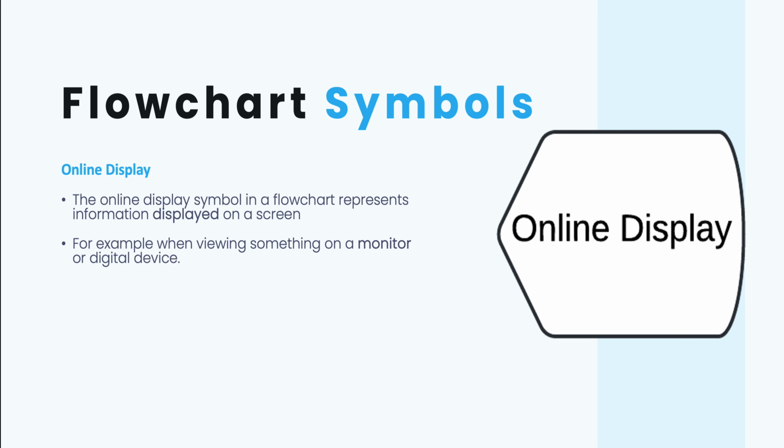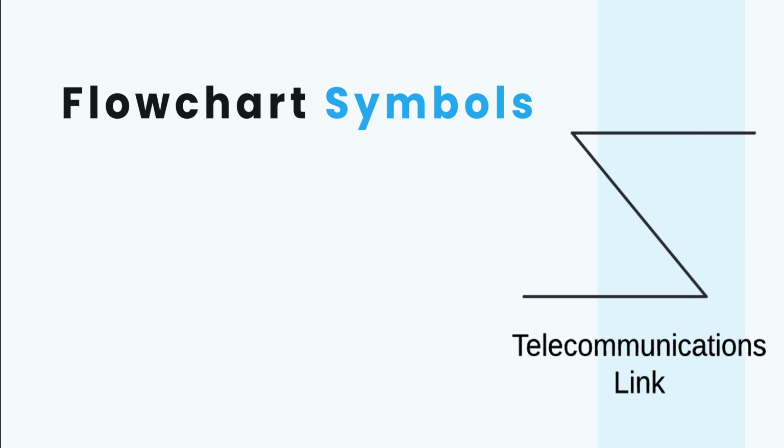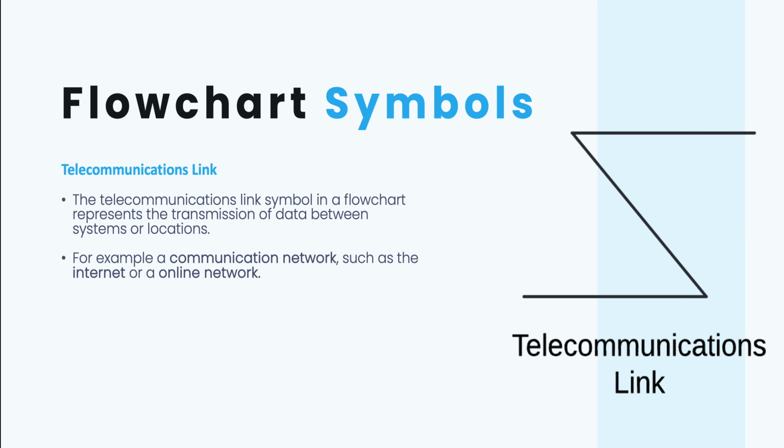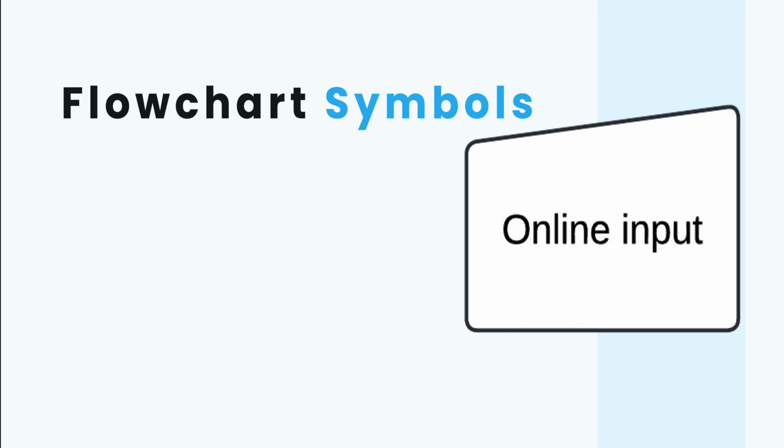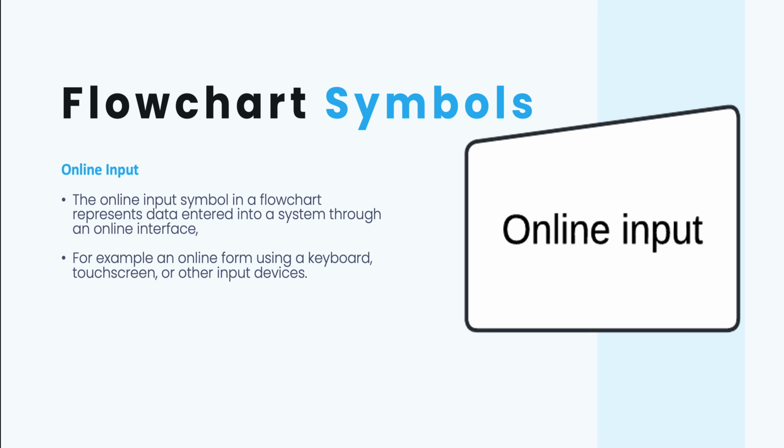Online display. Online display represents information displayed on a screen, and an example for this is just viewing something on a monitor or a digital device. Telecommunications link. This is basically the transmission of data between systems or locations. Our biggest example of this would be the internet, or if you're on a local area network, something like that. Online input. This is where data is entered through an online interface and it goes into the system. An example of this would be an online form using a keyboard, touchscreen, or other input device.